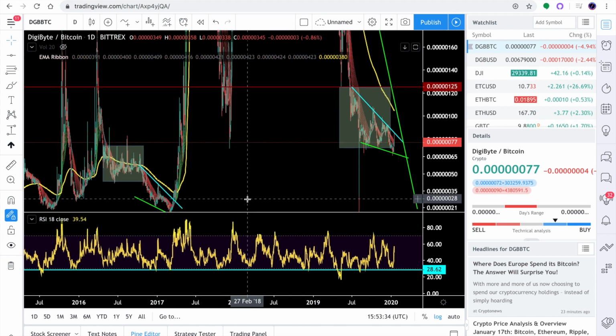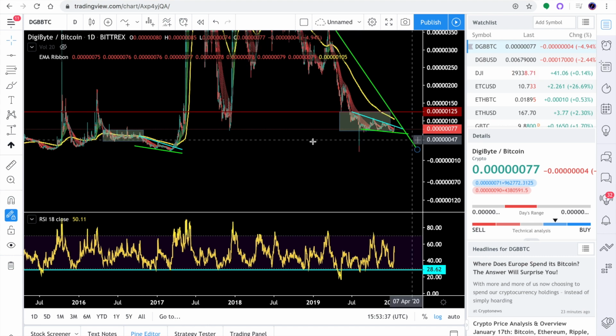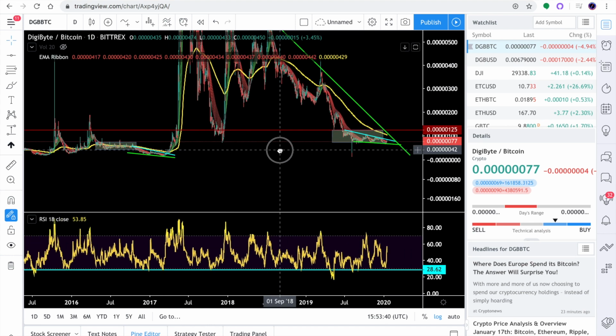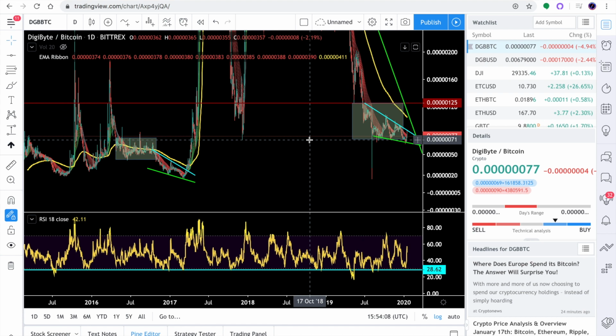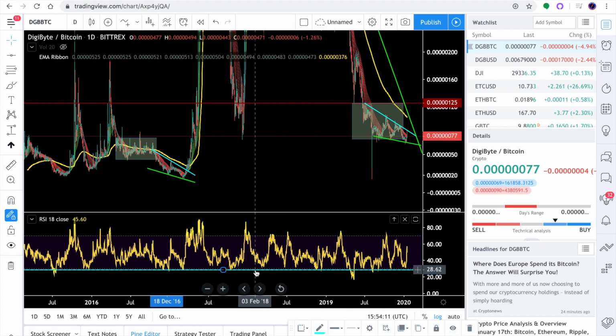I started using the 18 a couple months ago when I read a tweet from Peter Brand saying how he likes to use the 18-day moving average for price movement. So I said, let me try to use the 18 period on the RSI and see what I get. I've come across a lot of really good patterns and support lines and resistances on different cryptos. So I like using the 18. Some guys like using the 30, and most people will stick with the 14, but I like the 18. It cleans it up a little bit and kind of gets a few minor details to stick out a little bit more.